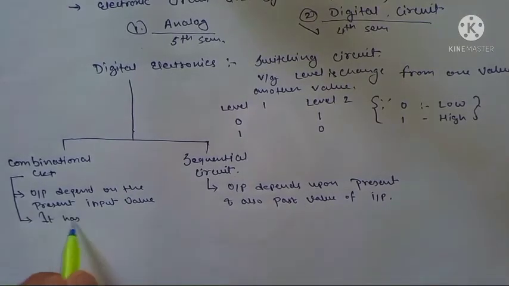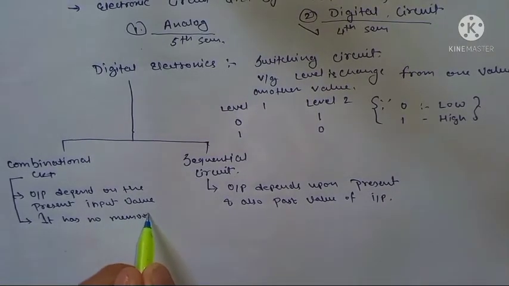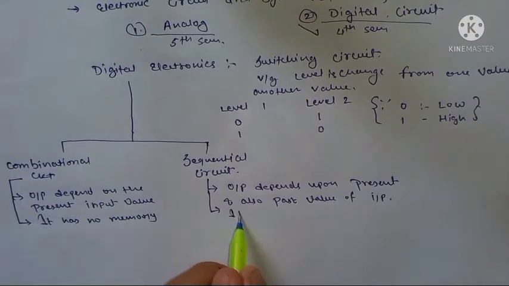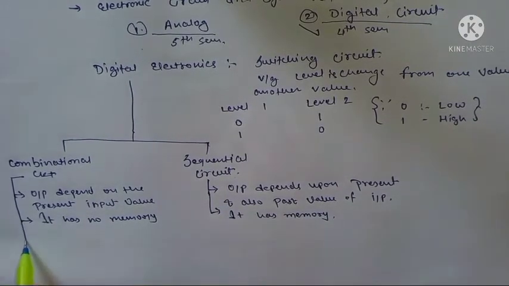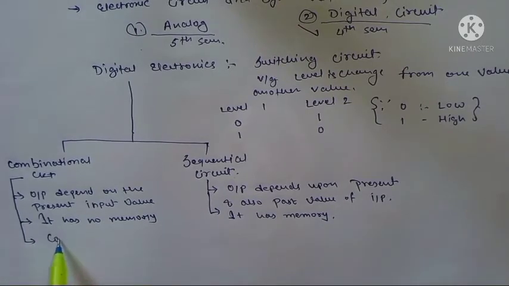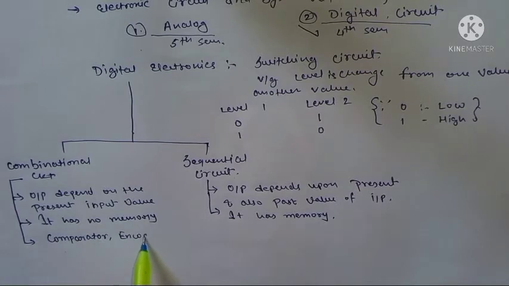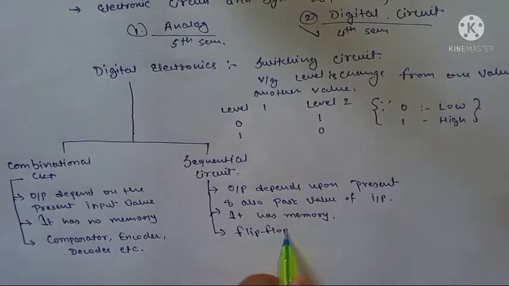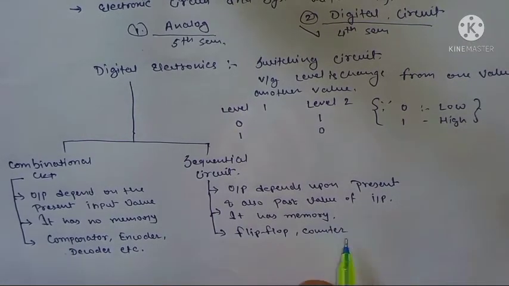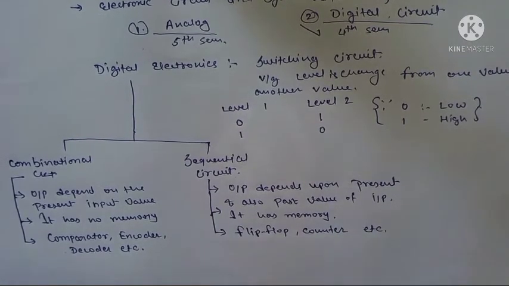Now the second point for the combinational circuit: it has no memory. There is no feedback, it has no memory. Now the sequential circuit has memory which stores the output value, the output result, which helps to increment or decrement the output result. Combinational circuit examples are comparator, encoder and decoder, etc. Whereas sequential circuit examples are counter and flip-flop, etc.